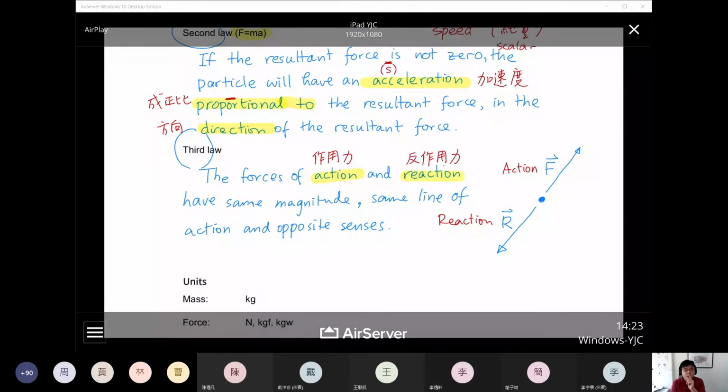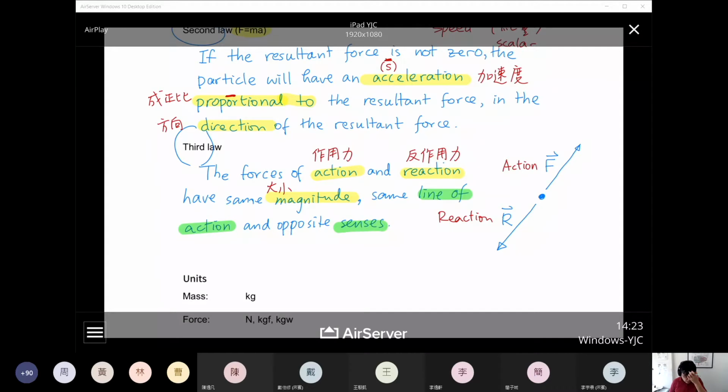So here, this one means size. We still have two words to sort out, this one and this one. These two words I don't think you can find in the dictionary, especially the last one, because only this textbook uses this term.